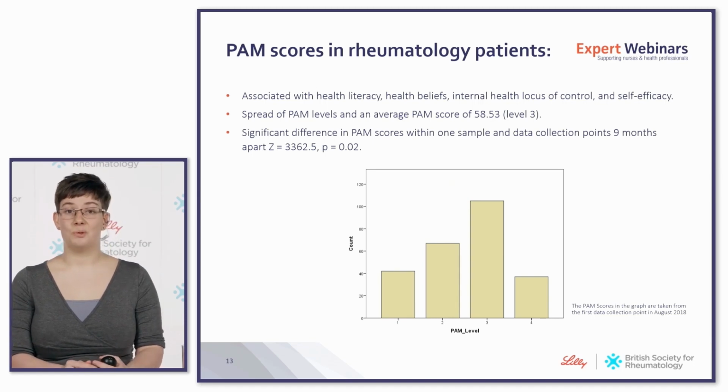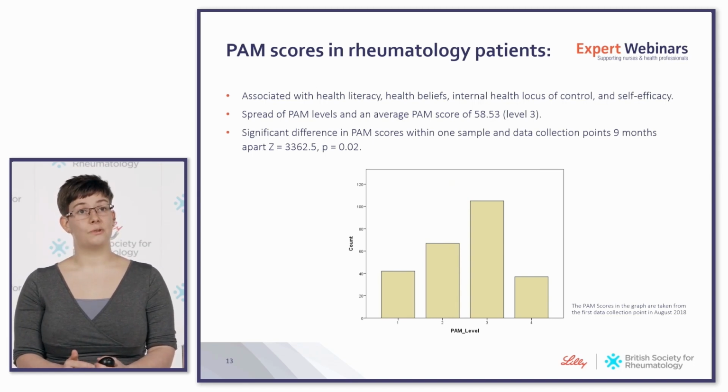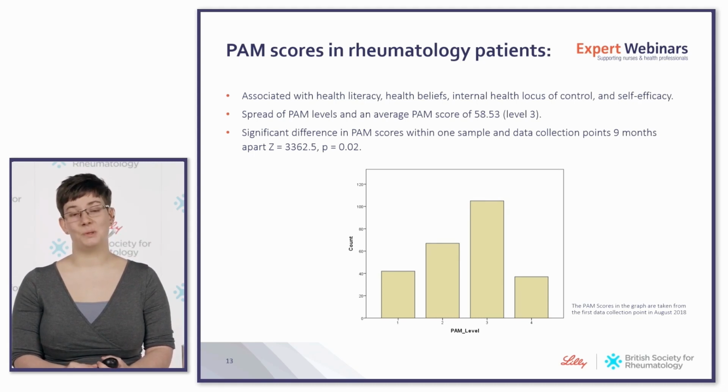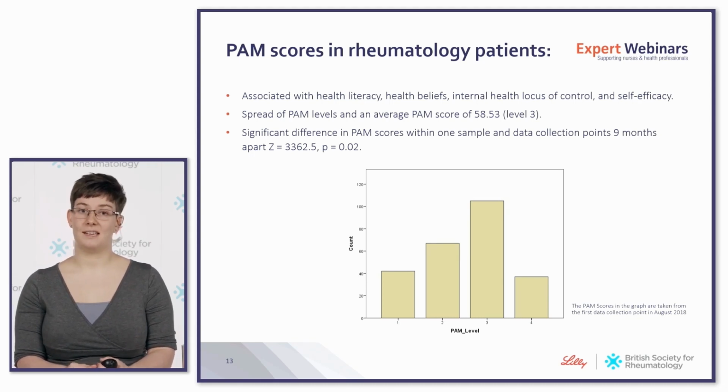And largely what I found were that these were also similar in terms of explaining variance in PAM levels. So they seem like really important factors for us to consider when we're supporting people and perhaps targeting interventions in clinics.